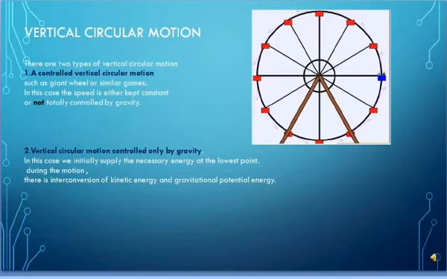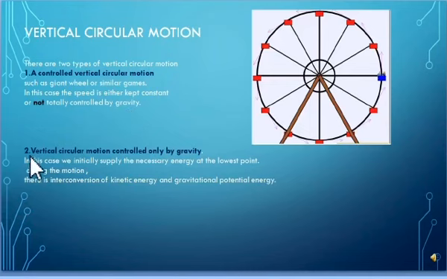First, there are two types of vertical circular motion. The first one is controlled vertical circular motion. Now see here, this figure shows a giant wheel. In a giant wheel, the velocity, you can see the speed, is kept constant. So this giant wheel is an example of controlled vertical circular motion. In this case, the speed is either kept constant or not totally controlled by gravity.